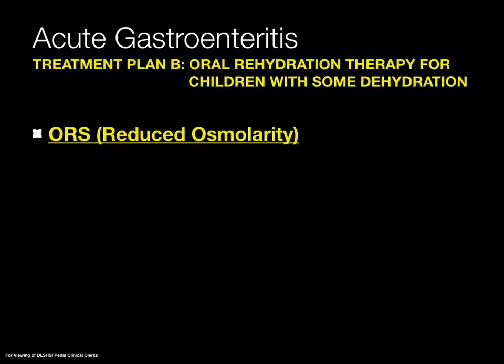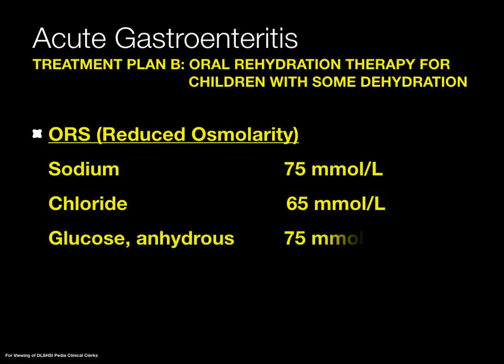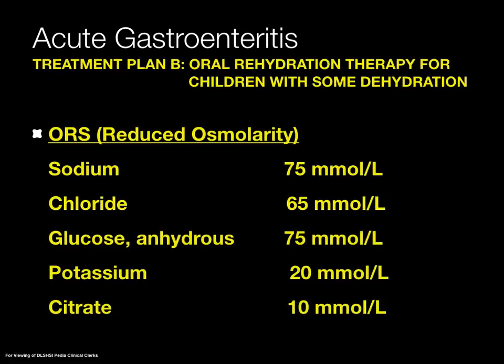For treatment plan B, oral rehydration therapy for children with some dehydration, give the reduced osmolarity ORS, which is composed of the following. The reduced osmolarity has 245 millimoles per liter or milliosmoles per liter.